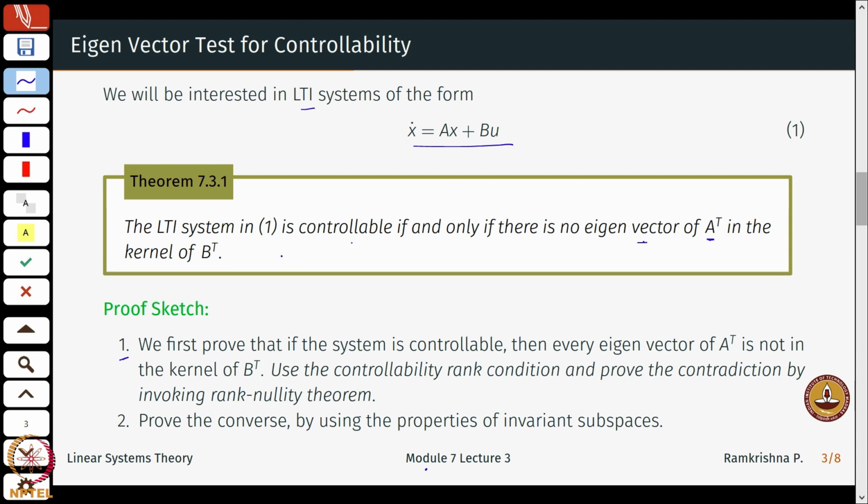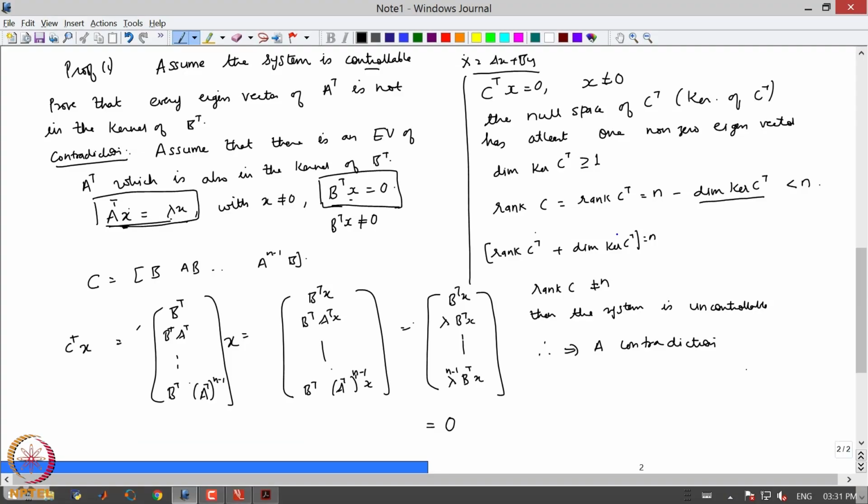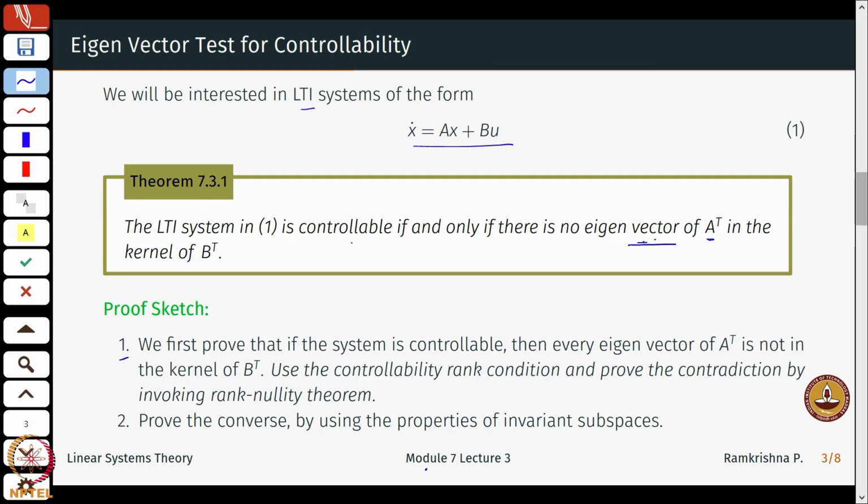So, what does the statement say? System is controllable if and only if there is no eigenvector in the kernel of B transpose. So, we started by assuming that the system is controllable, and then showed that if this condition is satisfied, then the system becomes uncontrollable, which was the proof by contradiction. Okay. In the next part, we will do the converse.